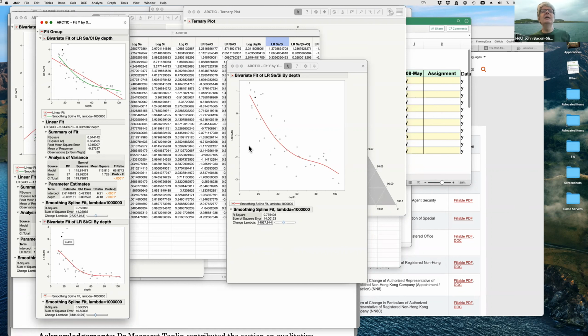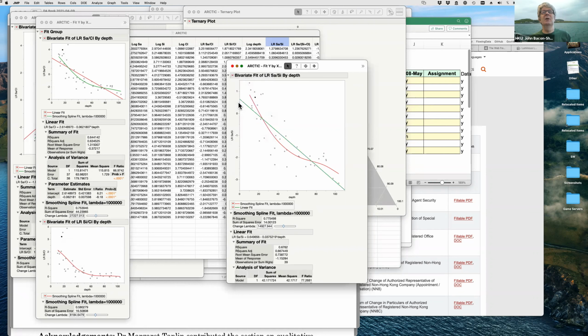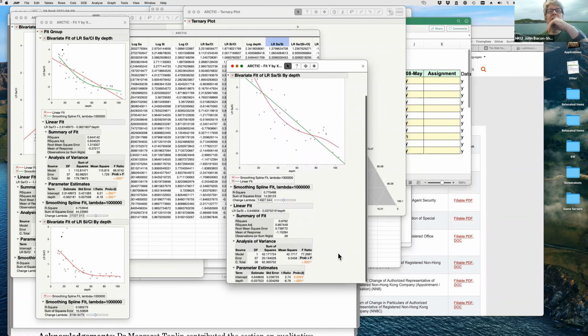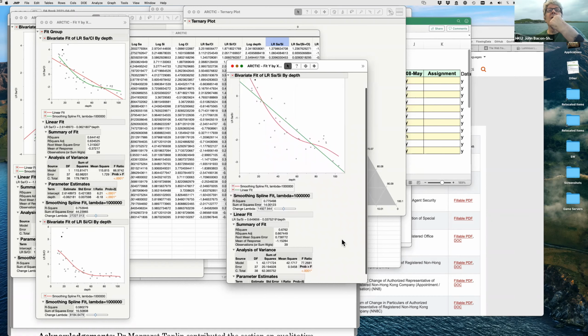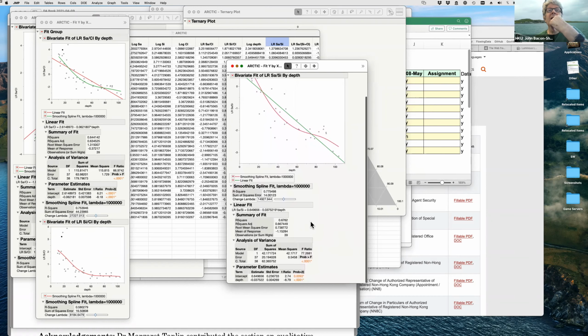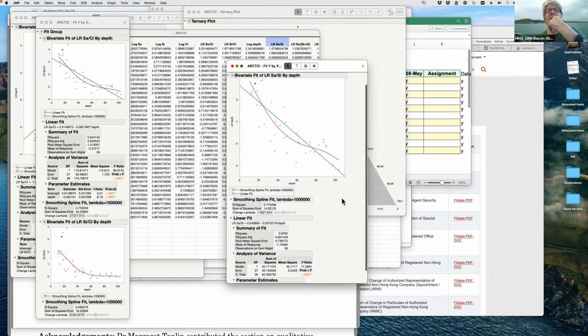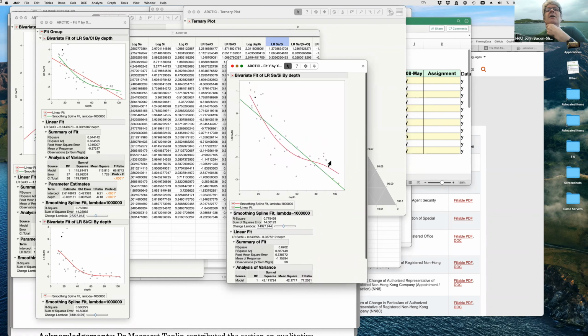And in fact, although a linear model doesn't fit that well here, let's have a look to see how well the linear model fits. The linear model is quite strongly significant here, but you can see actually my nonlinear model has considerably higher R squared. So there appears to be some nonlinearity in the effect with depth. So we could try other models, of course.